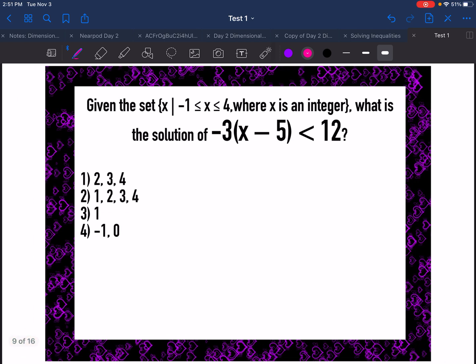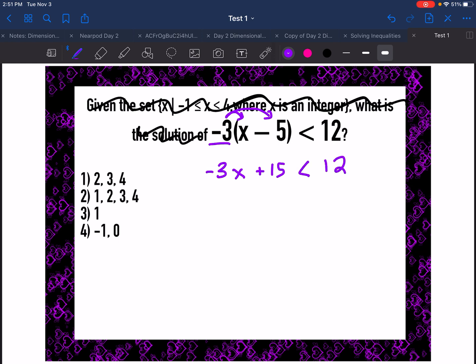Okay, let's try another one, multiple choice. So there's a lot of nonsense, so to speak, up here. So I'm just going to cross that out. Okay, I have -3 outside of the parentheses. I'm going to distribute. -3 times x is -3x. -3 times -5, positive 15. And then I'm going to bring down less than 12.